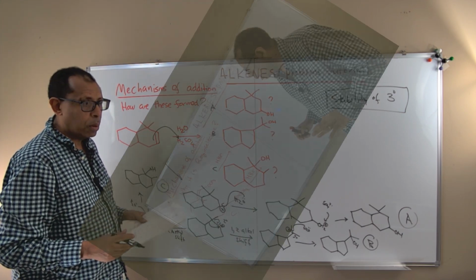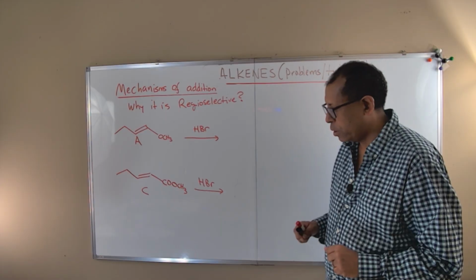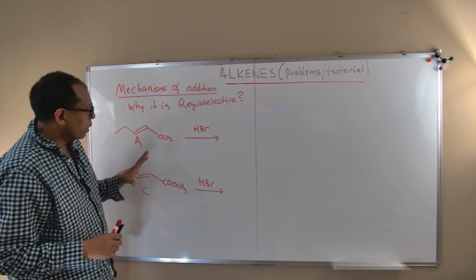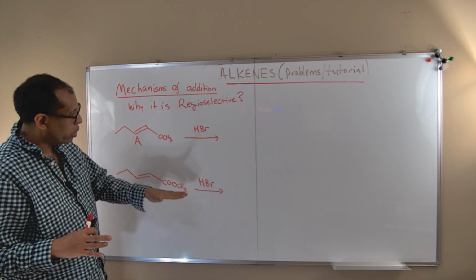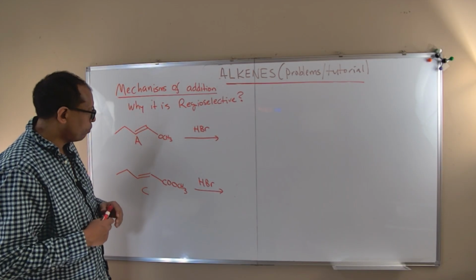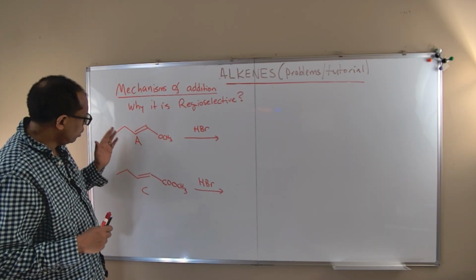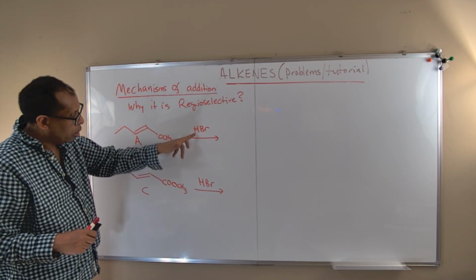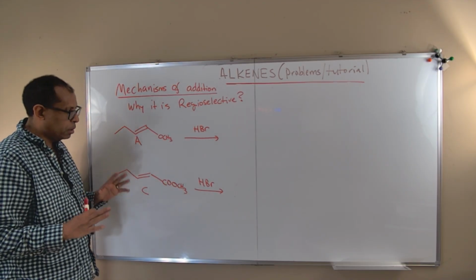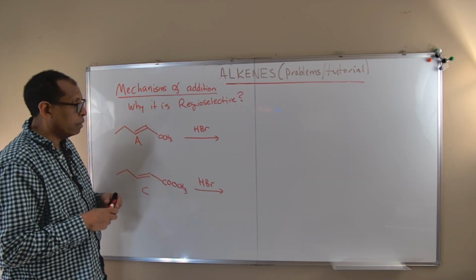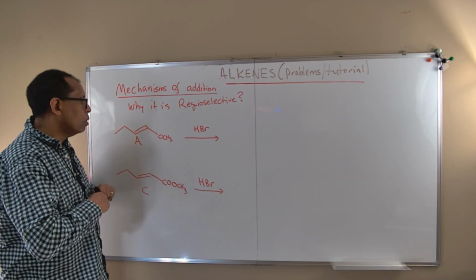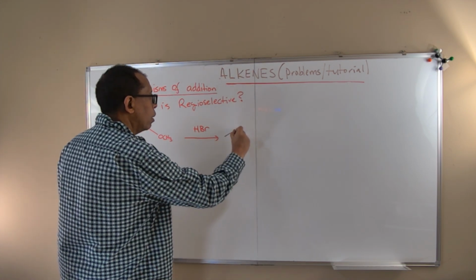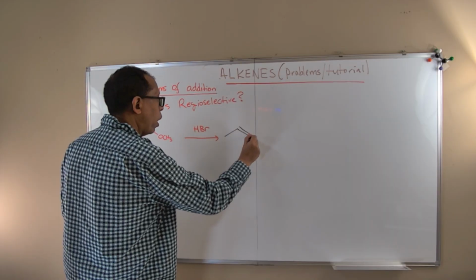So we'll continue more. Welcome back. Now we're still moving on, solving more problems on mechanism of the addition to an alkene. Here is an interesting question on regioselectivity. The point here is you have compound A and compound C. They are adding HBr across the double bond, but they add it in a regioselective way, and the question is why. So first, let me just give you how the addition goes, and we'll justify why.